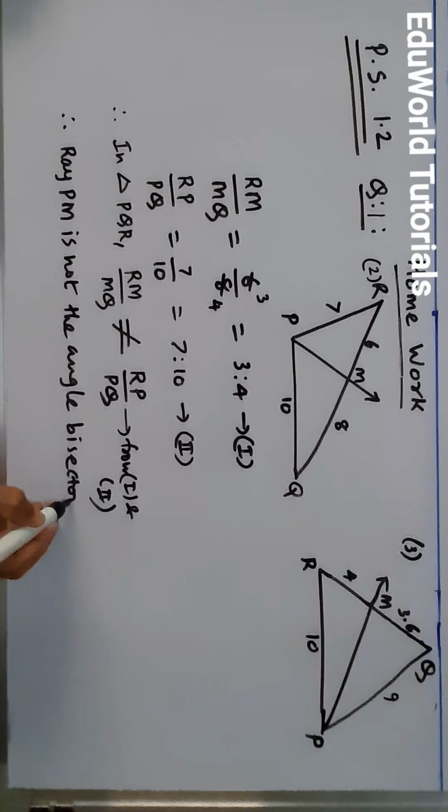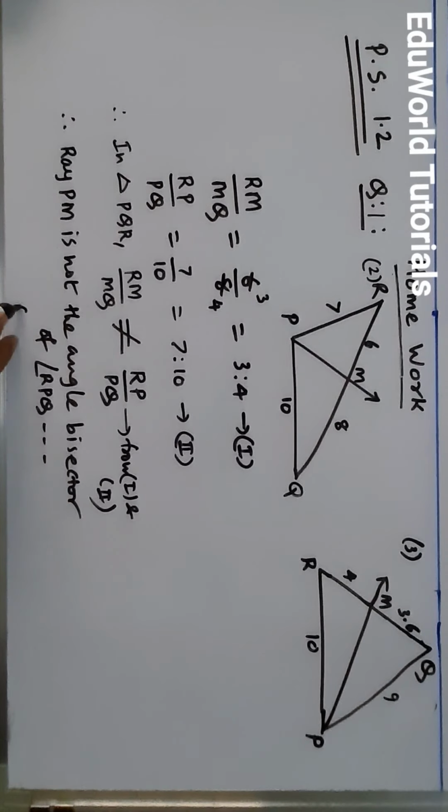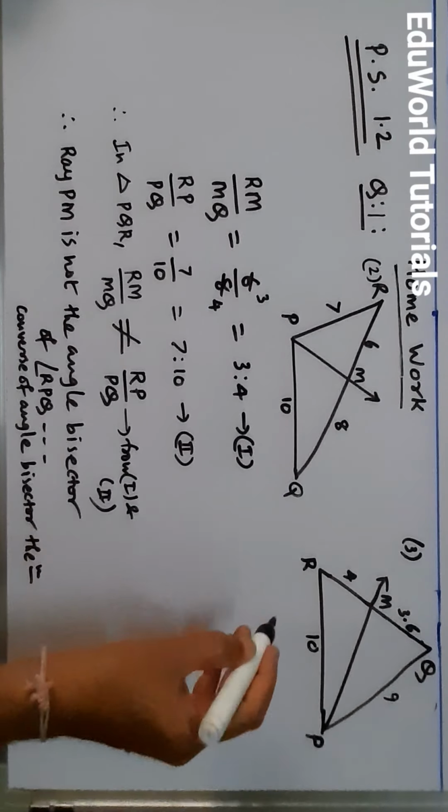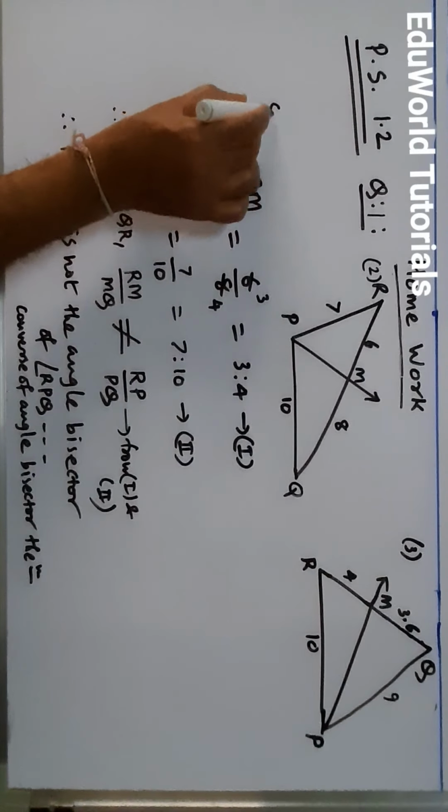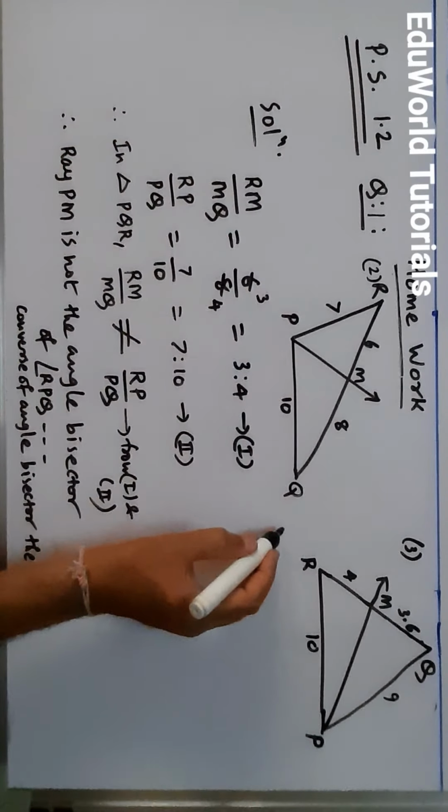of angle RPQ. This is how, and what is the reason for this? The reason is converse of angle bisector theorem and the converse of angle bisector property. So converse of angle bisector theorem. Here also we can check out, okay, solution. This is the solution. Similarly, here also I will write the solution.